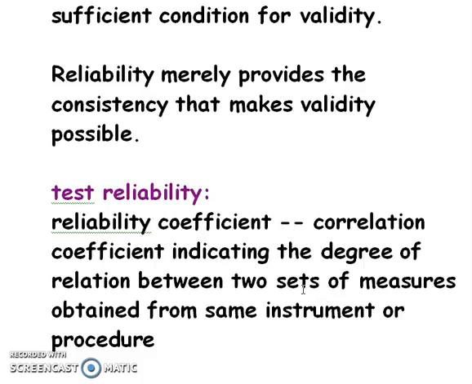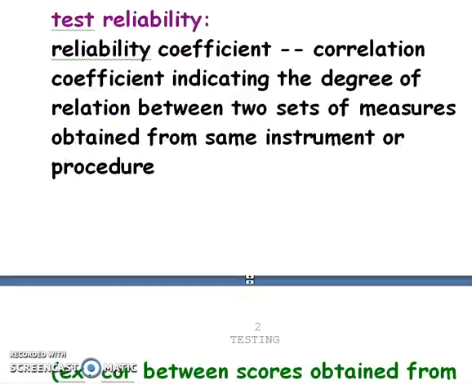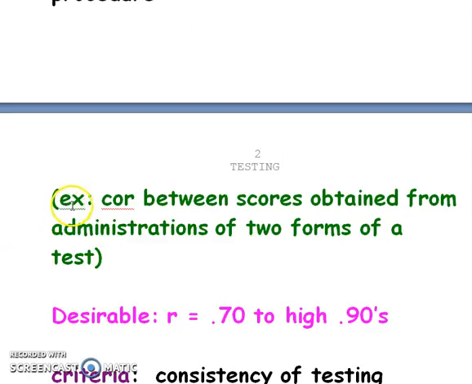Okay, now reliability is actually a mathematical concept. You cannot talk about reliability in the abstract the way we talked about validity. We talk about a reliability coefficient. It is the correlation coefficient indicating the degree of relation between two sets of measures obtained from the same instrument or procedure. For example, the correlation between scores obtained from administrations of two forms of a test.